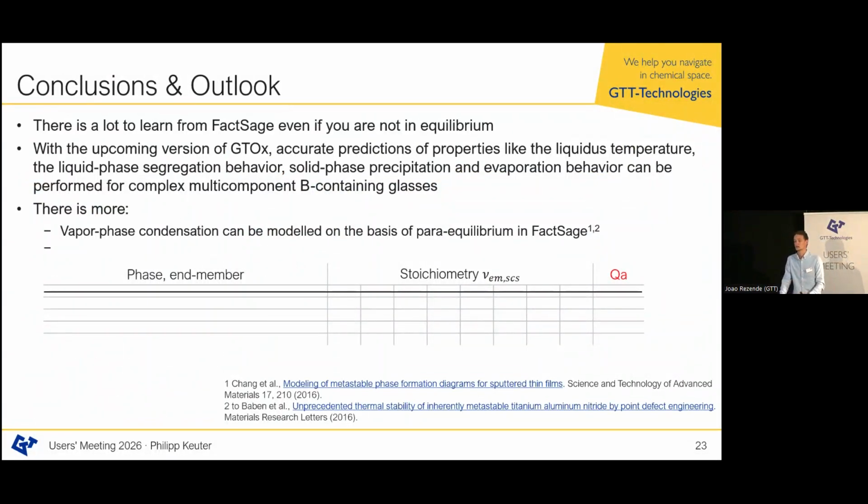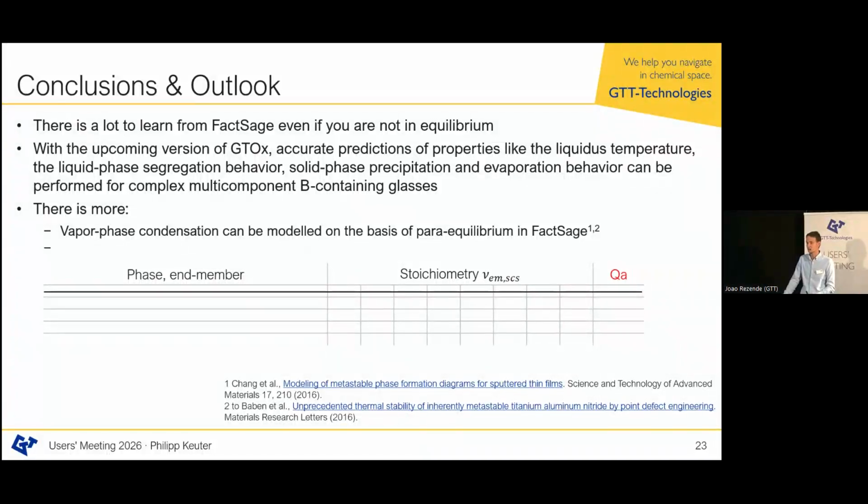What I would want you to take away is that there is often the common notion that FactSage and these calculations are full equilibrium only. That is not the case. One can get very important insights with these types of calculations even if you are not in equilibrium. You just need to be aware of what you're doing when you exclude phases and how you can use these insights.